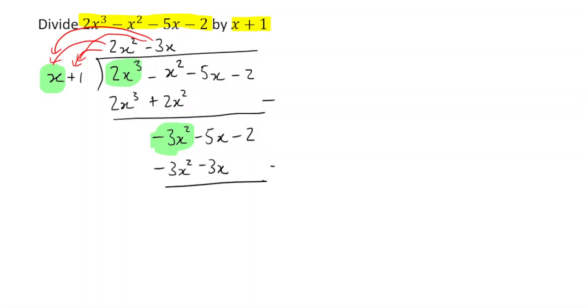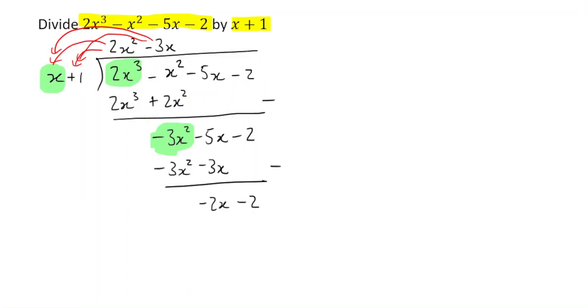Now notice again that those two terms should be the same, and that's what we want, because when we do the subtraction, we're going to get 0. So having done that, minus 3x squared is 0, minus 5x minus minus 3x, so that's plus 3x, is minus 2x. Then the minus 2 remains the same.